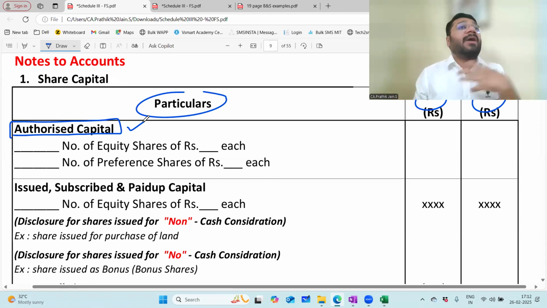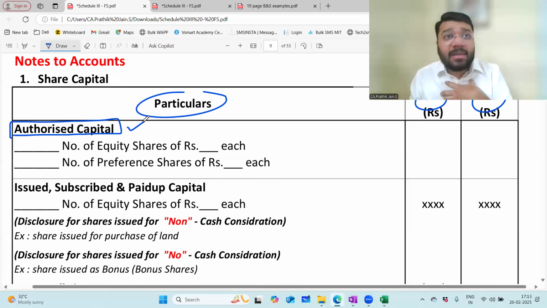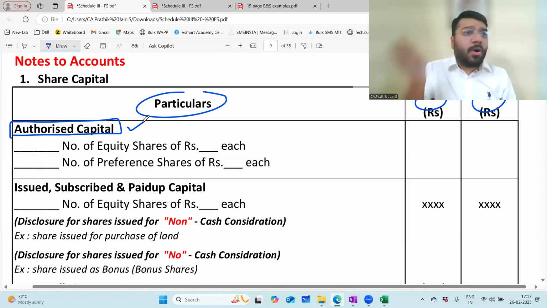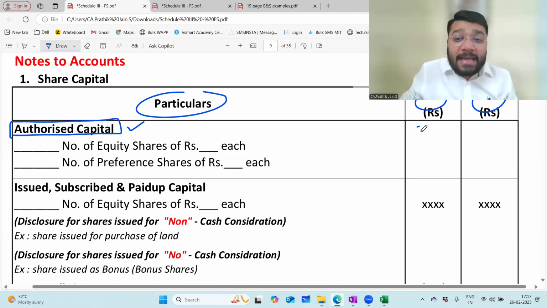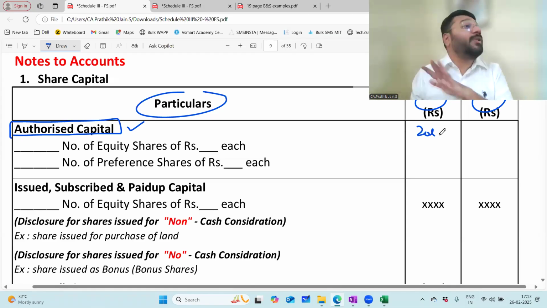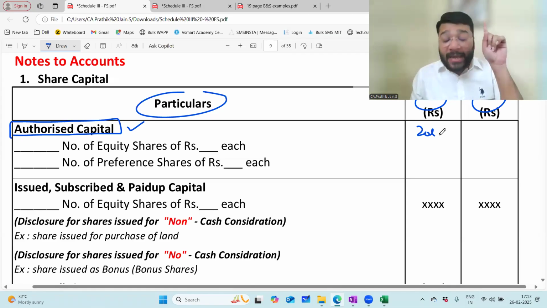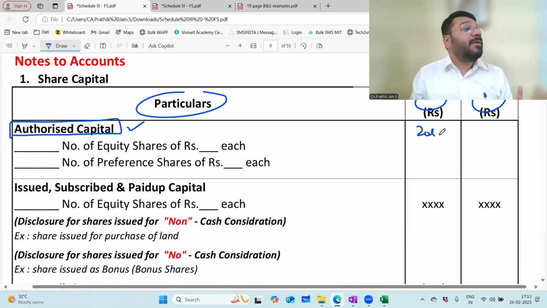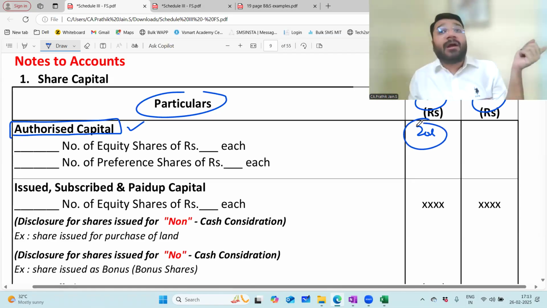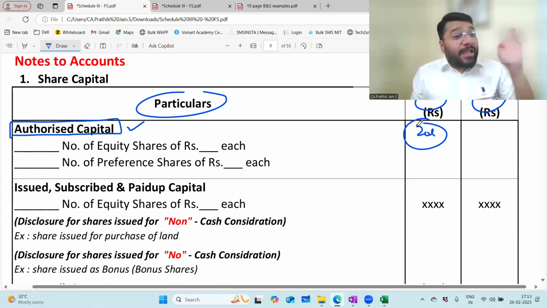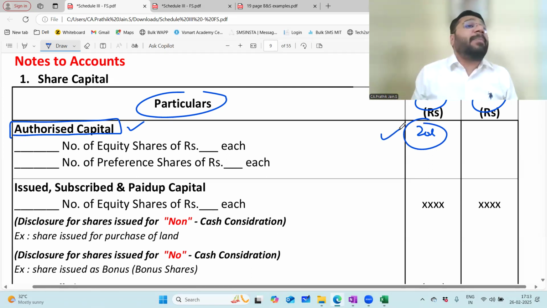I have to tell ROC that I want 20 lakh rupees capital, or 50 lakh, or 1 crore. Whatever you want, you say. On that, you have to pay stamp duty fee, which you'll study better in the law subject. Once I record, let's say, 20 lakh rupees authorized capital, I cannot issue 1 rupee more than that. This is the maximum capital you can raise during the lifetime of the company. When you started the company, you thought 20 lakh was sufficient.